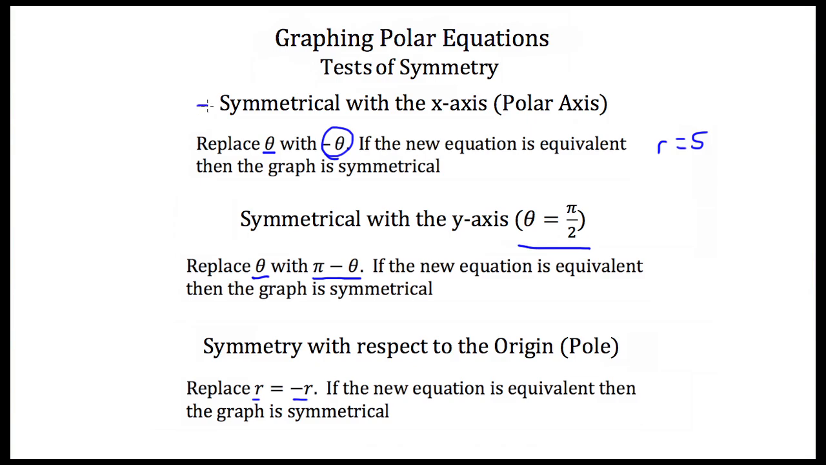If any of your equations follows any of these rules, then it is indeed symmetrical. If your equation fails these rules, well, then it might still be symmetrical. You just can't tell using these rules. So instead, let's go over some special graphs of polar equations.